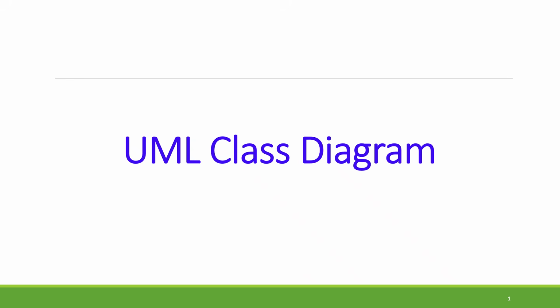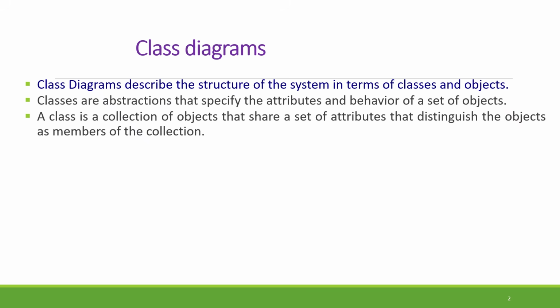Here we'll see what the UML class diagram representation looks like and what the properties of the class diagram are. So let's begin with what we mean by a class diagram: it describes the complete structure of the system in terms of objects and classes.